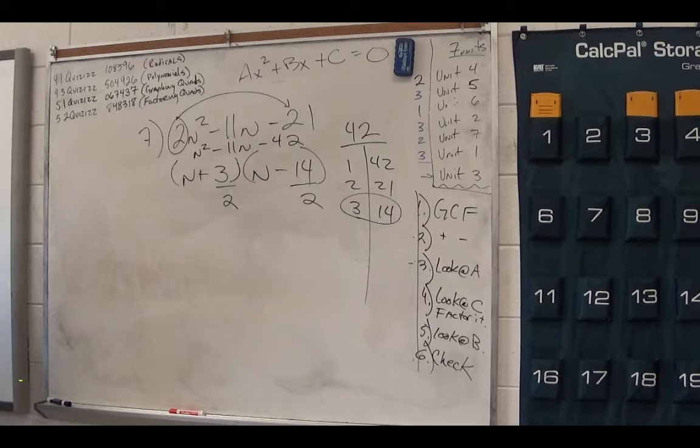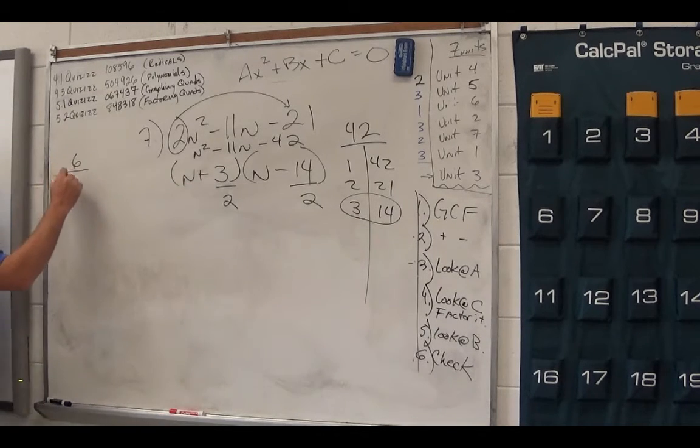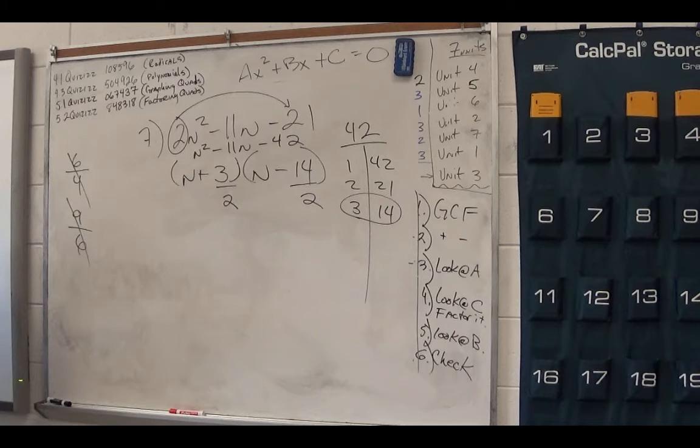How do I finish this problem? You're right, you simplified this. What does that mean? Well, if it's 6 over 4, I would simplify. Or if it was 9 over 6, I would simplify. Well, that doesn't simplify. 3 over 2 is in its lowest form. What do I do with the 3 over 2?